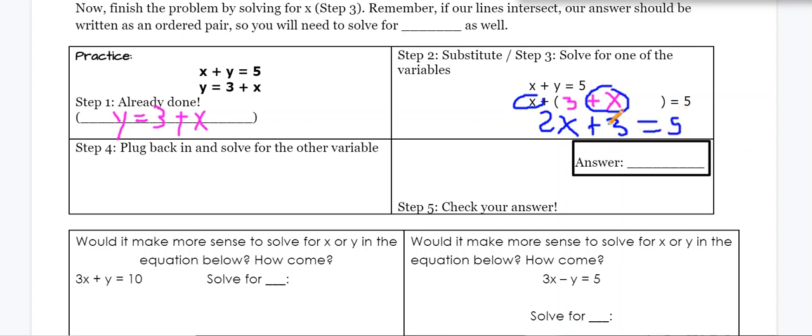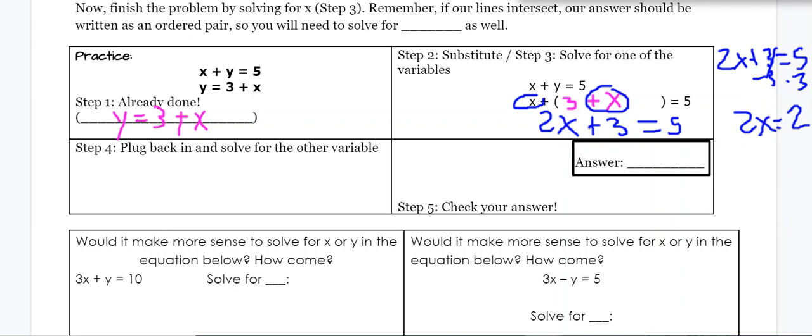So now I want to get x by itself, so I would do minus 3. Right, so 2x plus 3 equals 5. I would do minus 3 to get rid of that 3. Do it to both sides. 5 minus 3 is 2. So now I'm left with 2x equals 2.